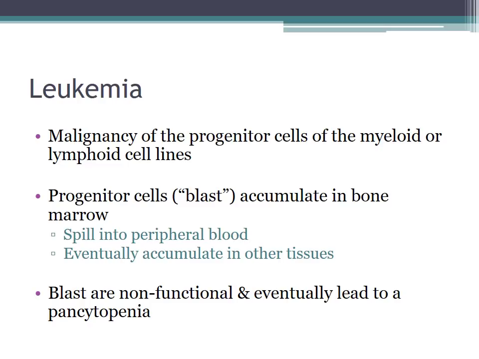Eventually the bone marrow fills up with these immature blasts, and you start having them spill into the peripheral blood, and eventually as they start filling the peripheral blood as well, you'll start having them accumulate in other tissues of the body. Remember that the blast cells are non-functional cells, and because they eventually start taking up the bone marrow, they can lead to pancytopenias because you start losing your normal cells that should be there.